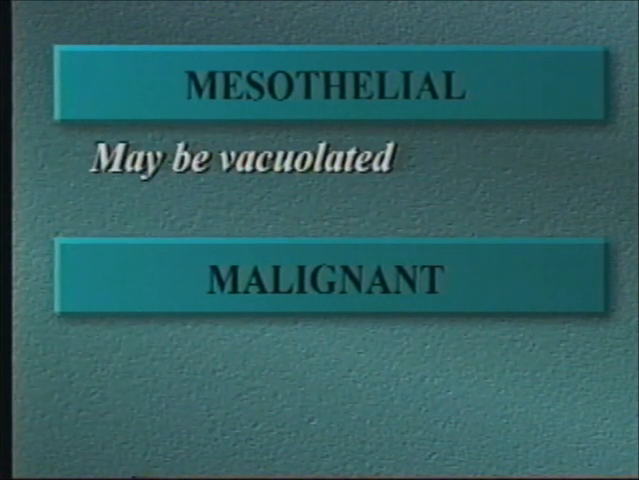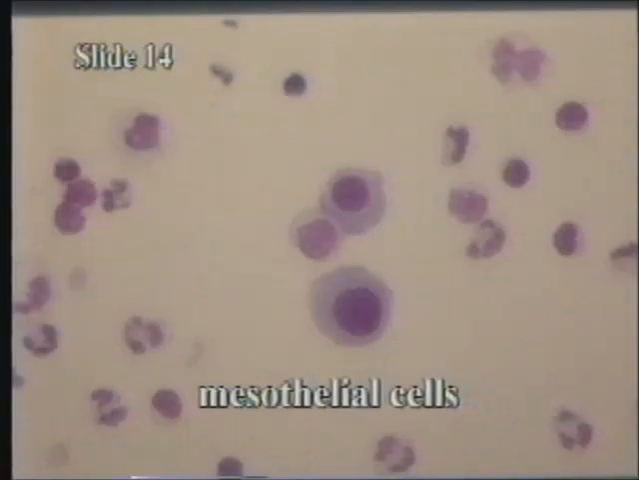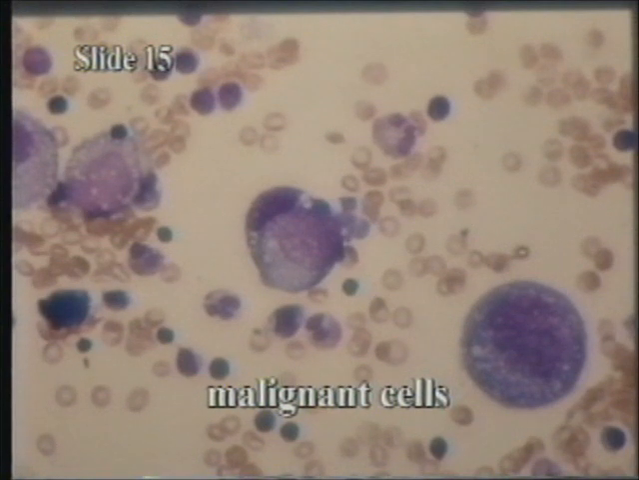Mesothelial cells may be vacuolated, but the vacuoles are restricted to the cytoplasm. In malignant cells, the vacuoles are also over the nucleus. Now let's look at some cells. This is a bird's eye view of a couple of mesothelial cells. They have a smooth, uniform appearance. These are malignant cells. These are easy ones. They are giant and non-uniform.